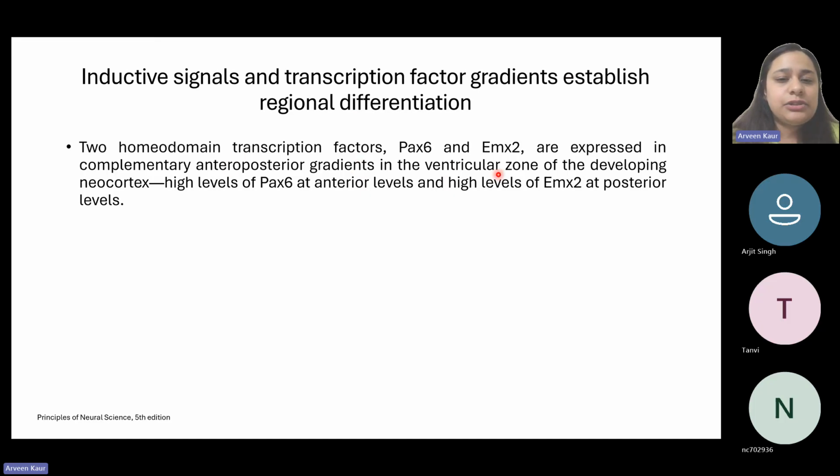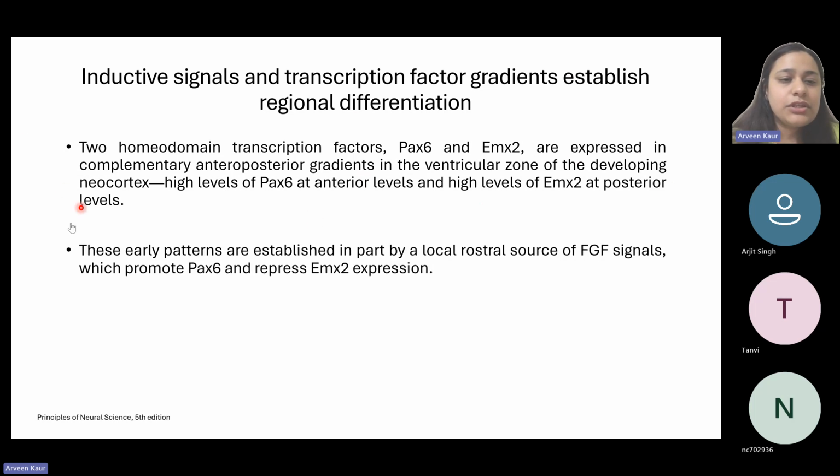In the anterior-posterior gradients in the ventricular zone of the developing neocortex, high levels of PAX6 are present at the anterior level and high levels of EMX2 are present at the posterior level, right? The early patterns are established in part by the local rostral source of FGF signals, which promote PAX6 and repress the EMX2 expression.